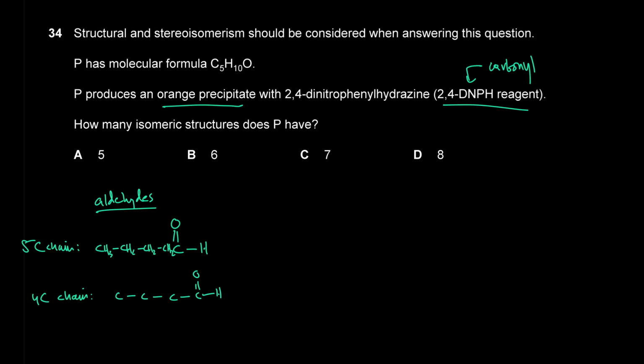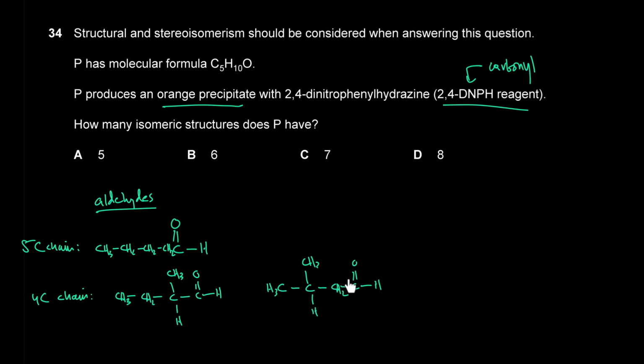We have a CHO group on carbon number 1, and then the branch can go on this carbon or on this carbon. You can have a branch here, which would be a CH3. So we have CH3, CH2, and then a CH bonded to a CH3, and then a CHO. Or we can have the branch on carbon number 3, so that would be 2 CH3s bonded to a CH and then a CH2 CHO. This is 2-methyl butanal and this is 3-methyl butanal.